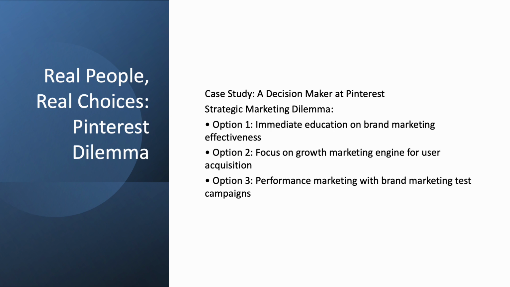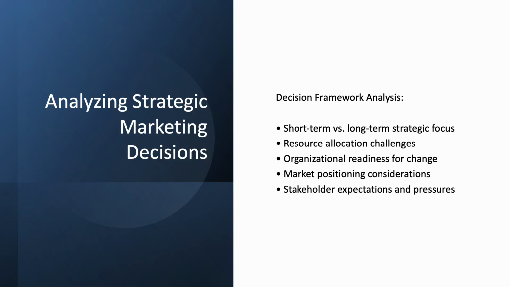Option 3 attempts to balance both approaches by establishing performance marketing while simultaneously testing brand initiatives. This hybrid approach acknowledges that both strategies have merit but requires careful resource allocation and coordination. As we explore this case, consider how you would approach this decision and what factors would influence your choice. To properly evaluate the Pinterest marketing dilemma, we must consider several critical factors that influence strategic marketing decisions.